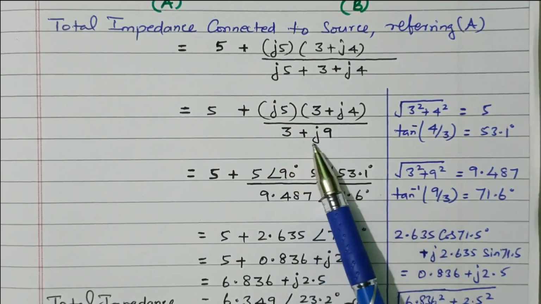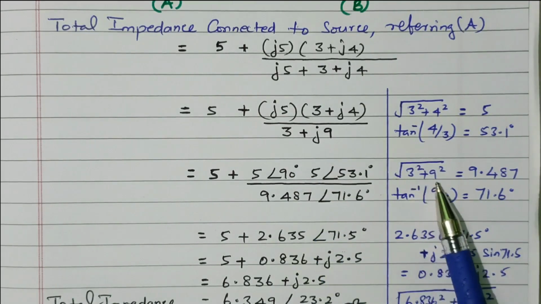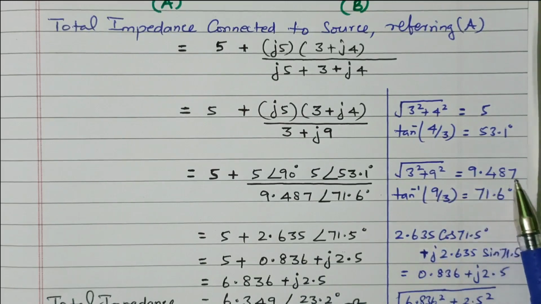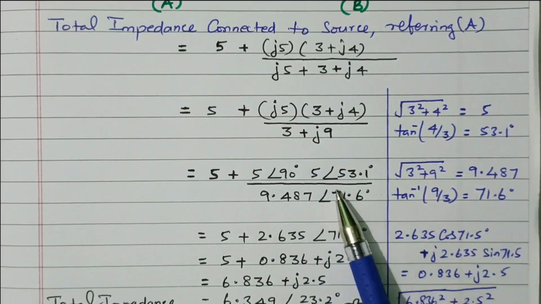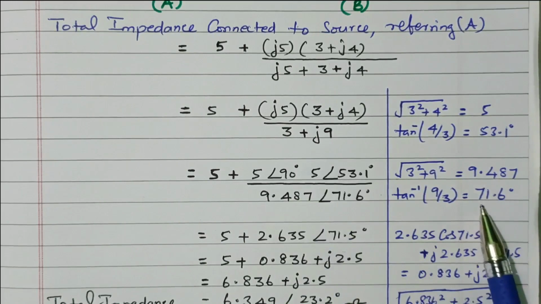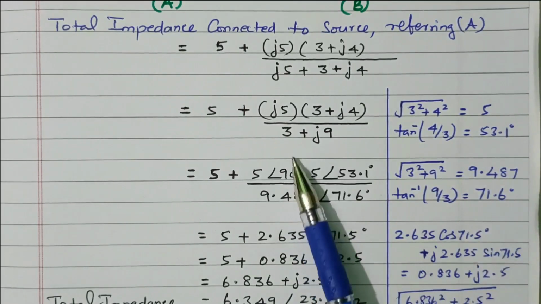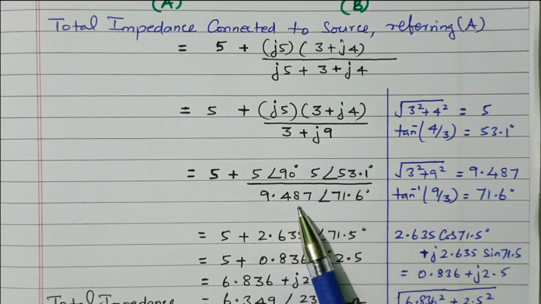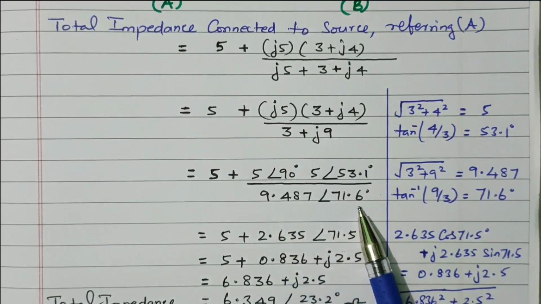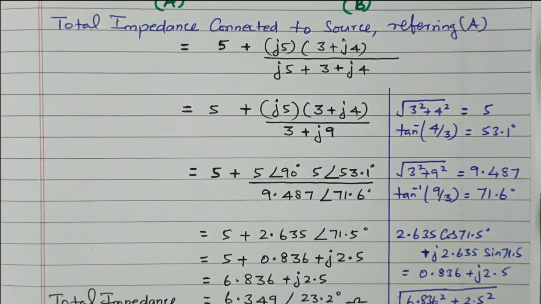Similarly, we can find this 3 plus J9. 3 square plus 9 square, square root is 9.487. Then tan inverse 9 by 3 is 71.6 degree. So this rectangular form is now converted into polar form: 9.487 with an angle of 71.6 degree. Now we can go for simplification.